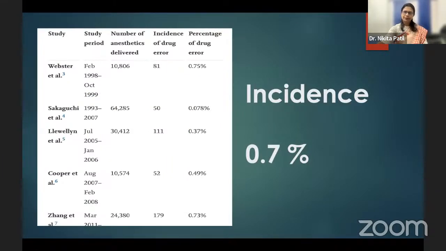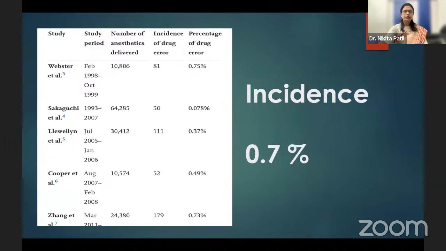Coming to the incidence, as you can see, there are a few studies here. Webster et al. found the overall incidence is 0.7%. They found that incorrect dose and substitution of the drug were the main causes of errors in their study. Sagakuchi et al. found syringe swap as the main cause of drug errors when they studied in 2007. In 2005 and 2006, in a study in South Africa, it was misidentification of the drug, where the ampule to be given was misidentified. Cooper et al. found in 2008 that inadequate experience and training is the main reason for drug errors. So the overall incidence found is 0.7%.